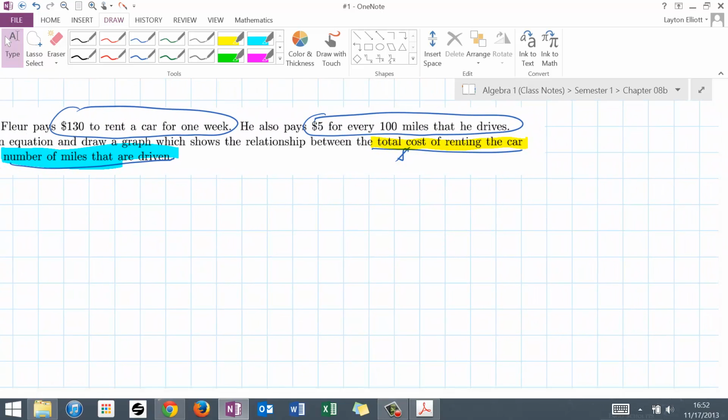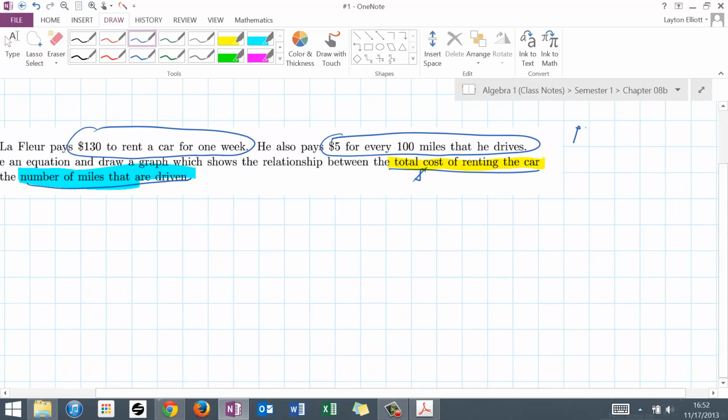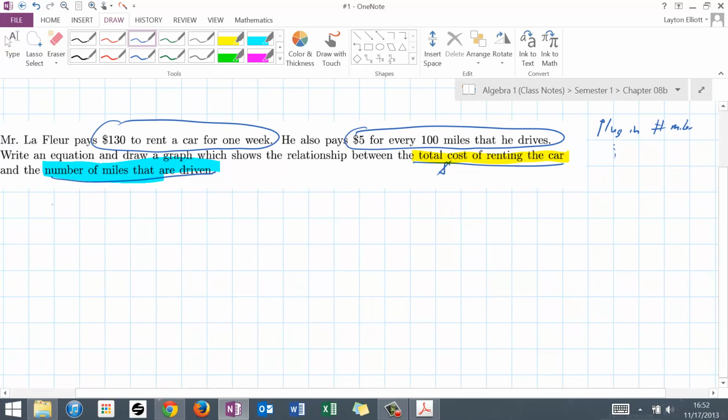Which one am I plugging in? Well, I want to plug in my x, which I want it to be the number of miles driven. So that kind of leads me to think, okay, so we're going to say let x equal number of miles driven. And then we're going to let y equal total cost of renting a car.